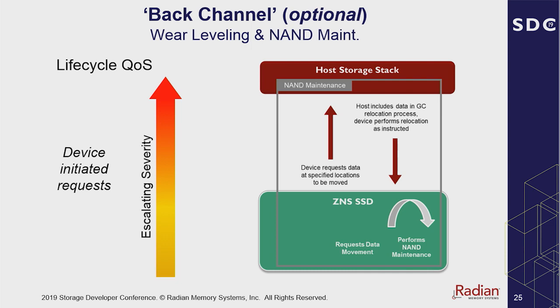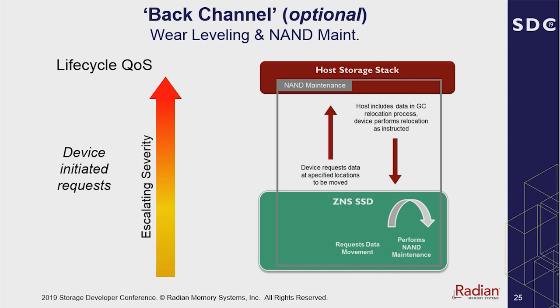So if one of these requests occurs, the host can, for example, fold that data relocation requirement into its garbage collection process when it's convenient. And it may not need or want to know the details of why the data needs to be moved, but just that it needs to be moved.